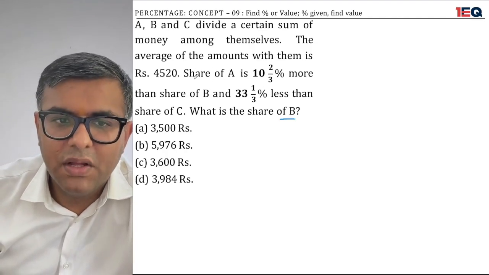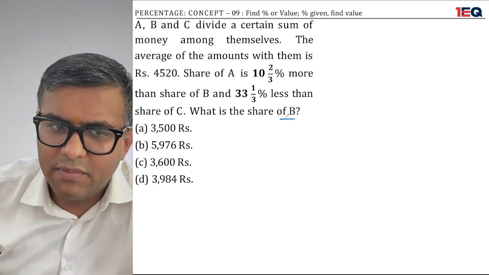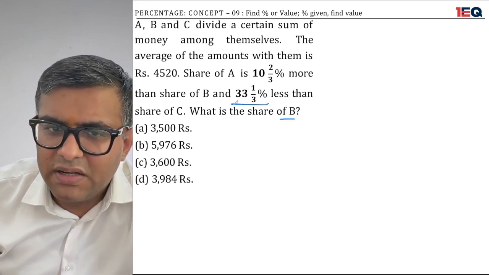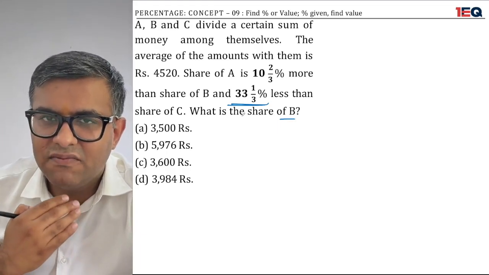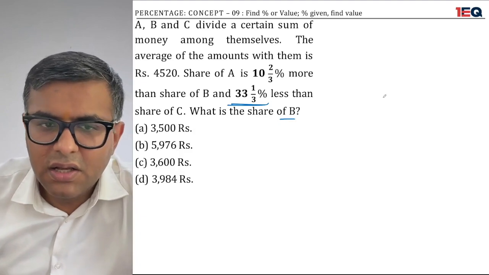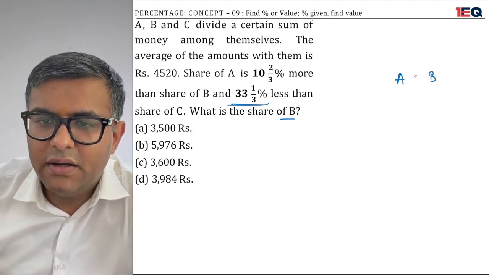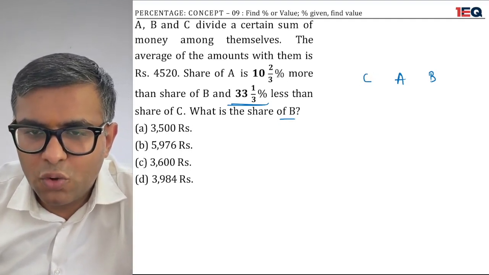Now listen up. The share of A is 10 2 by 3% more than the share of B, and 33 1 by 3% less than that of C. As soon as you look at 33 1 by 3, it means 1 upon 3 is involved. So I'll quickly move to 1 upon 3. I'll write this here, and I'll also solve 10 2 by 3.